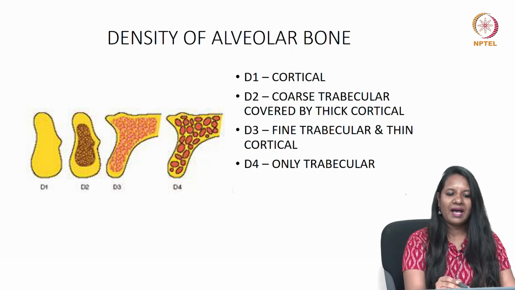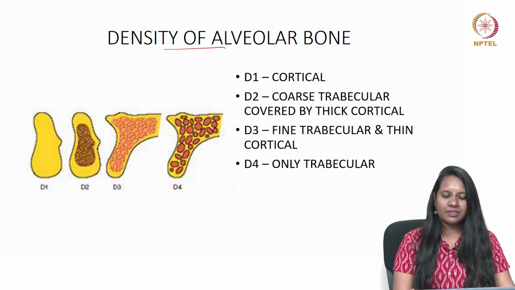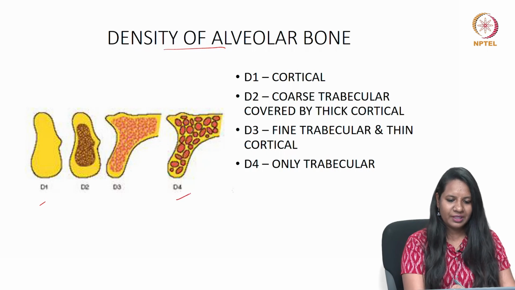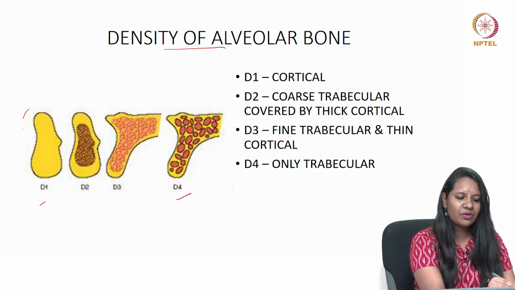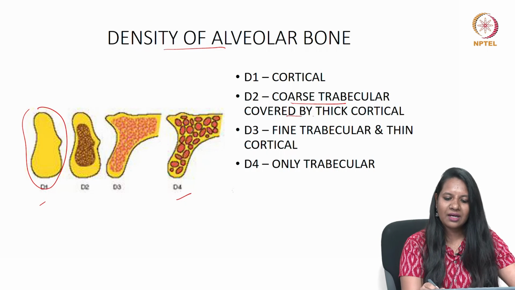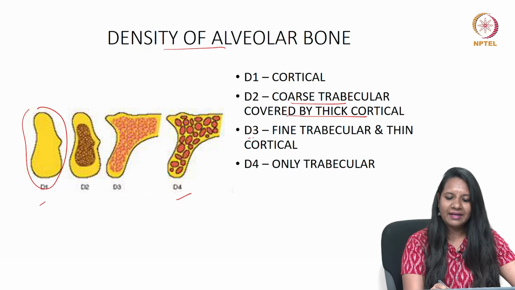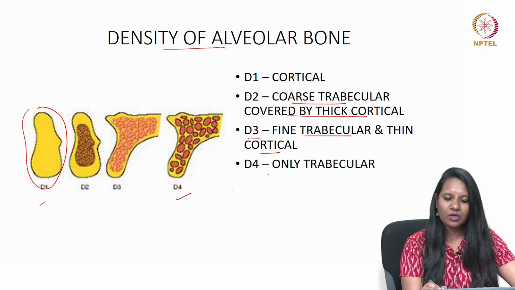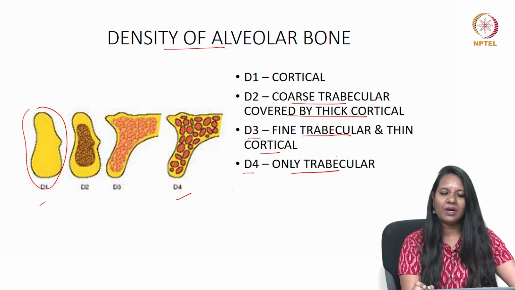So, density of alveolar bone changes. It starts from D1 to D4. The D1 consists of fully cortical, D2 will have coarse trabecula covered by thick cortical, and D3 is fine trabecular and thin cortical, and D4 consists of only trabecular.